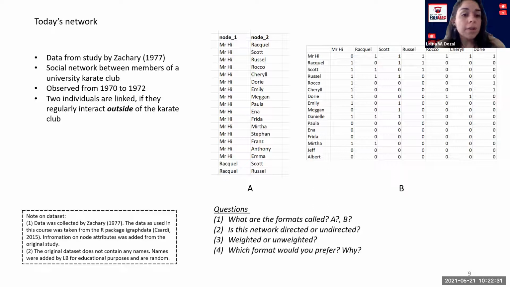A couple side notes on the data. The original data set didn't contain any names, but names were added by the person who imported this data into the R package. It was strictly for educational purposes, and they're random.